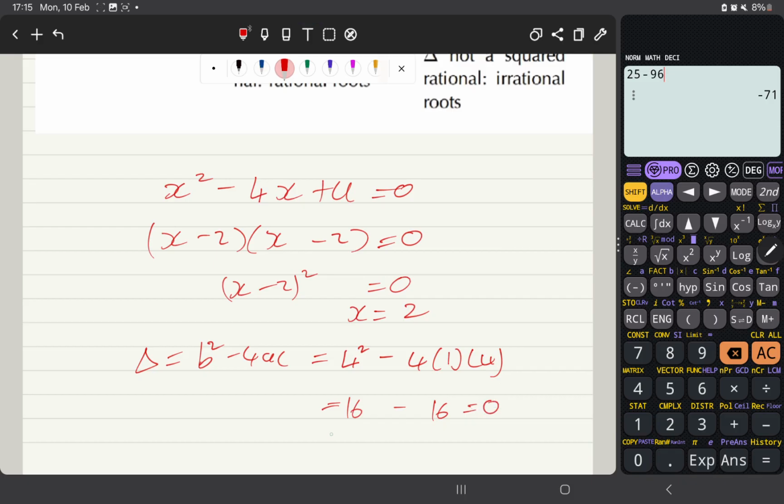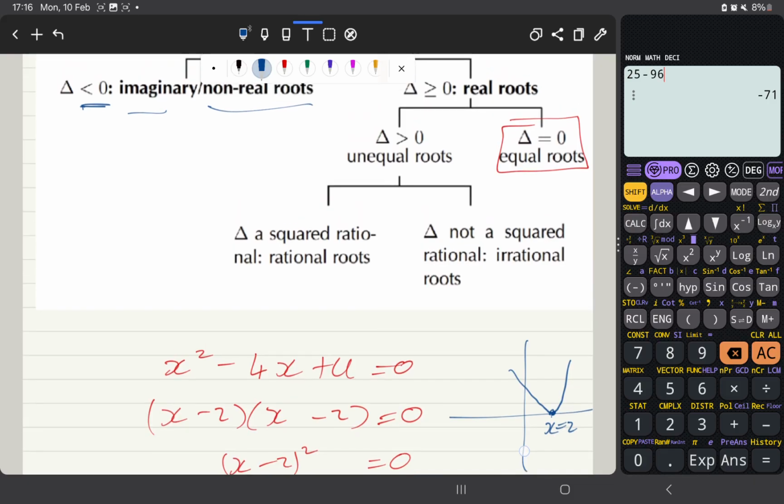So our discriminant is equal to 0, and that is why we have this minus 2. Since our graph is positive, if you plot it on our graph, it's going to be something like this on the positive side, and then right here is where x is equal to 2, right?